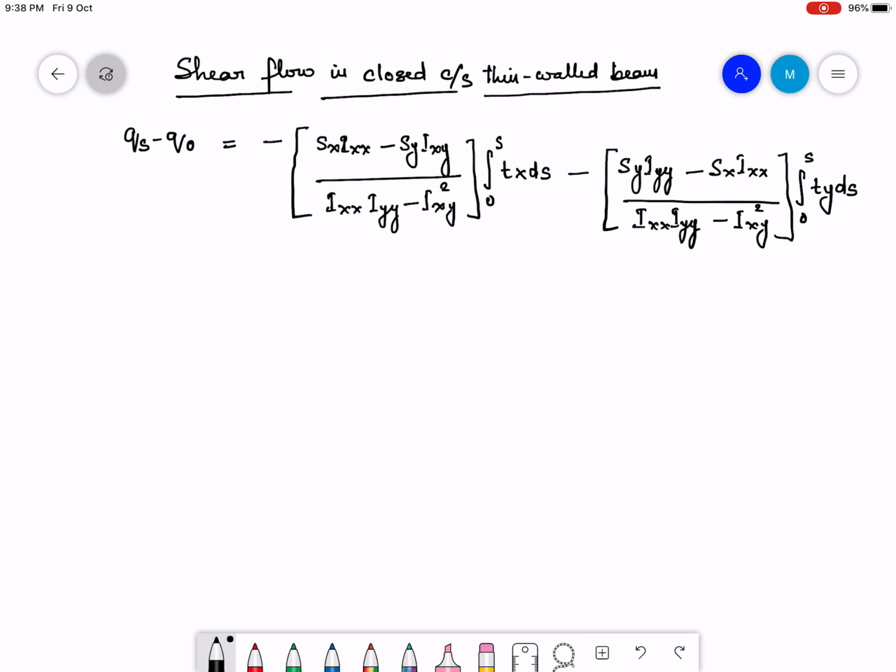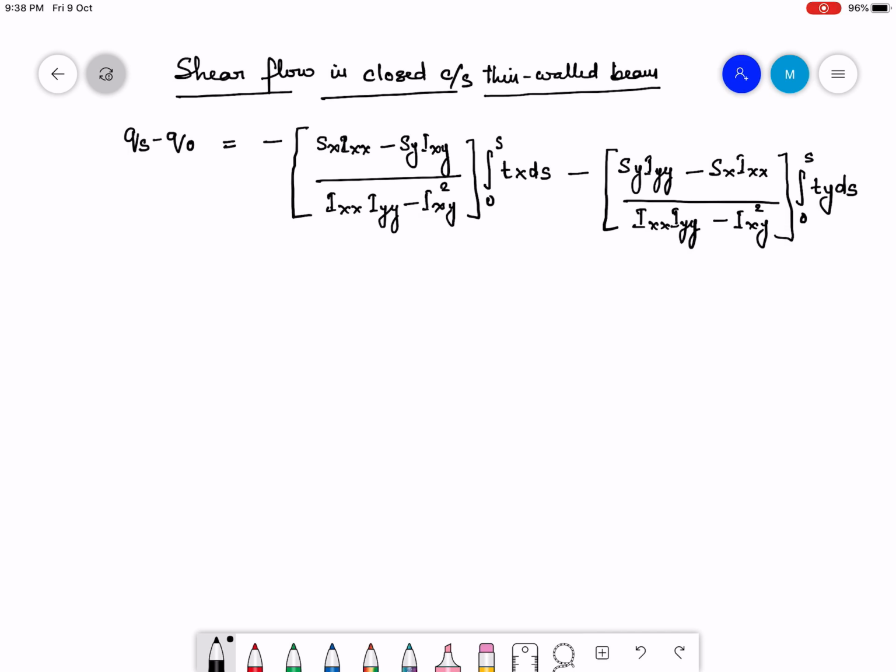So the topic that we are going to talk about today is shear flow in closed cross-section thin wall beams. We have done similar problems but for open cross-section thin wall beams, like a beam having an I cross-section or a C cross-section, and likewise.